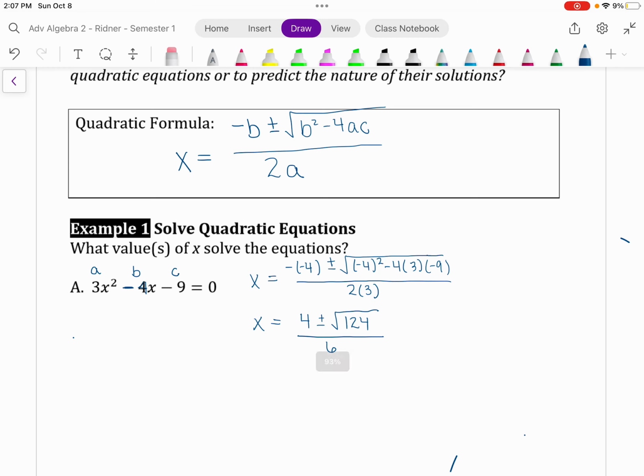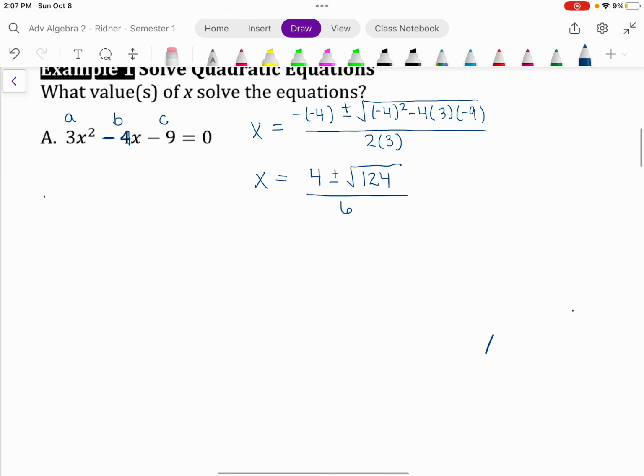Now, this is an answer, okay? I type 4 plus square root of 124 all over 6 in my calculator. It gives me a crazy decimal. Like, it is valid. However, 124 can simplify. So you may know that 4 times 31 is 124. I did not right off the top of my head. So you may need to make a factor tree like you did in elementary school.